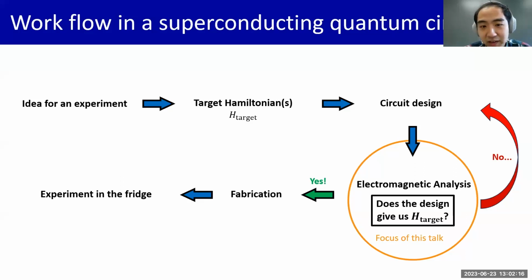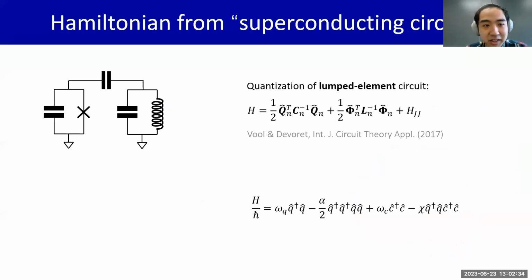And this is actually going to be the task that we are tackling in this talk today. If we finally get the Hamiltonian we want, then okay, good. We fabricate the device and start doing experiment in the fridge. But most of the time, this process takes several iterations, where you will need to update the design until you converge to your desired Hamiltonian.